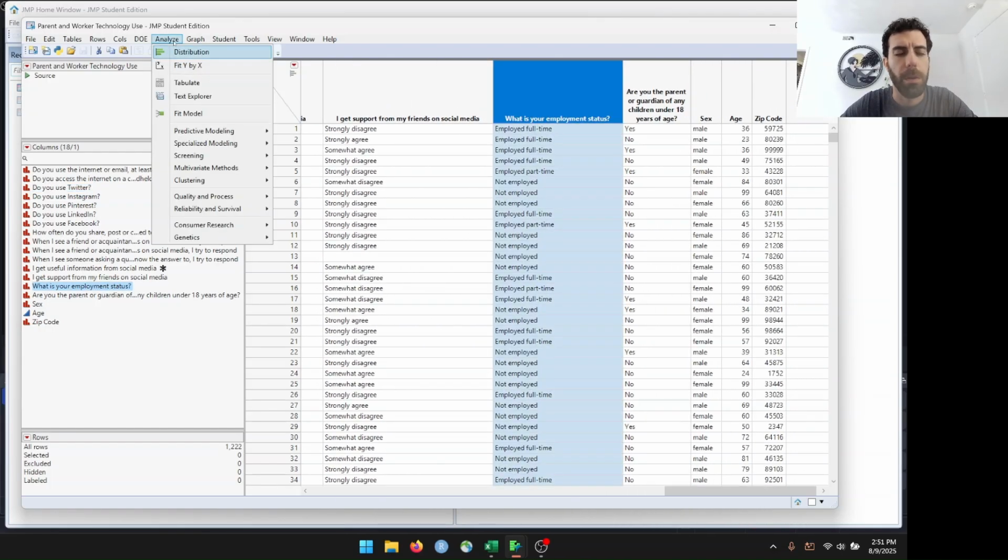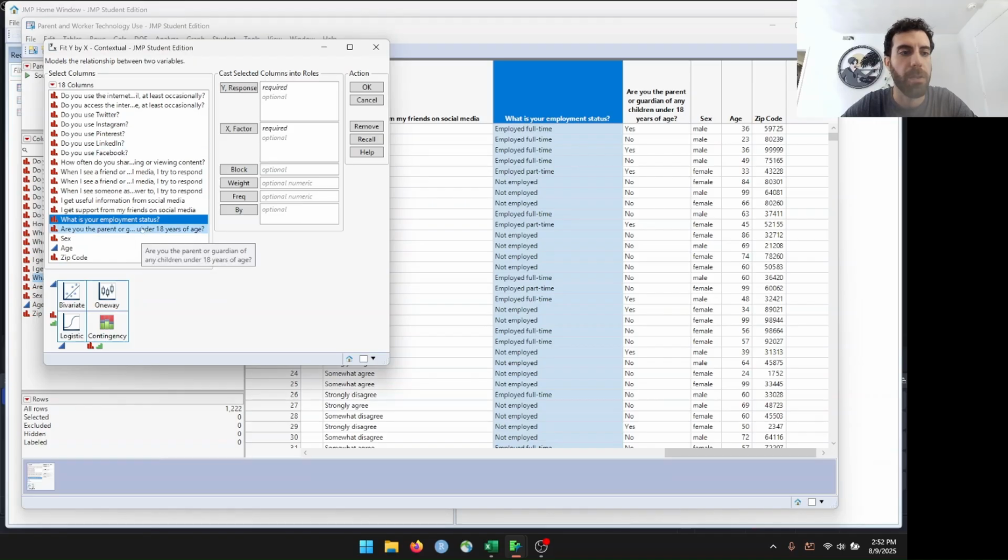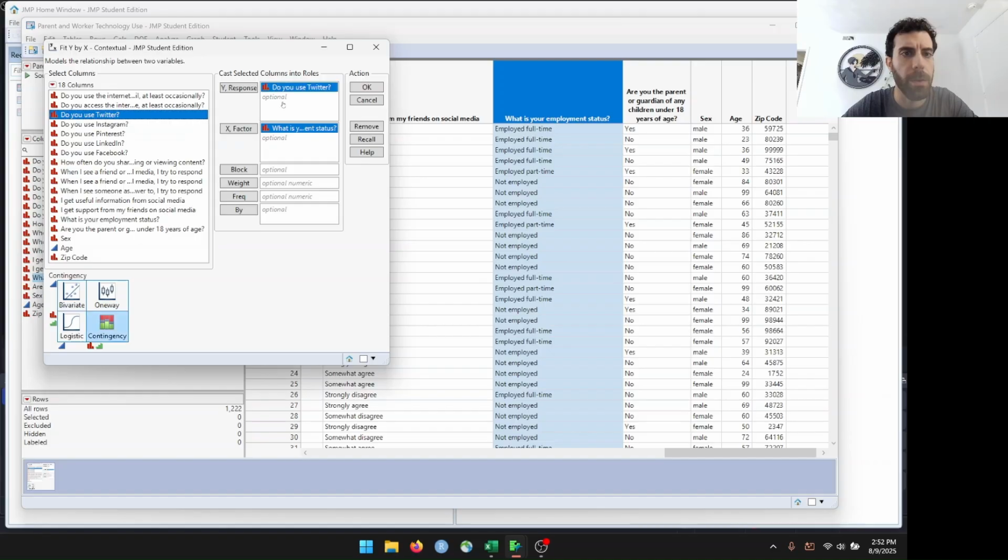So you've done this a few times, using different sorts of variables. You just go to Analyze and Fit Y by X, drag your two variables, and it does a lot of the work for you. So employment status, and do you use Twitter? And because we're talking about dependence, it doesn't really matter which one you label as the response and the factor. I would just read the question to be clear.